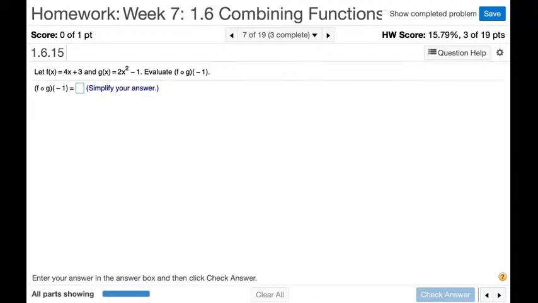f of g of -1. Yep. F of g of -1. So if we plug -1 into g, that's going to be 2 minus 1 is 1. We take that 1 and plug it into f. 4 plus 3 is 7.